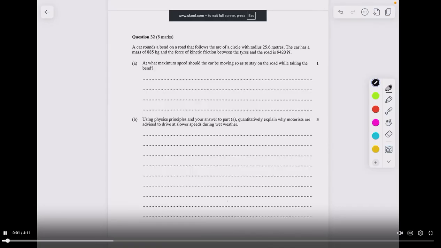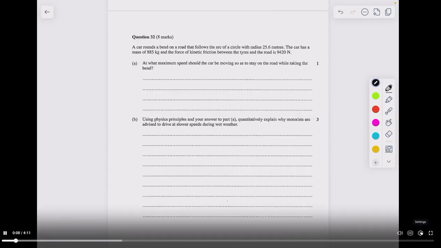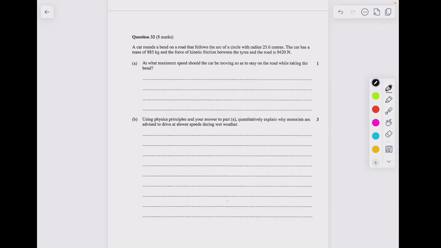Hey everyone, here's another nice exam style question from the CSSA paper, which illustrates a more difficult application of circular motion. Let's have a look at this. A car rounds a bend on a road that follows the arc of a circle with radius 25.6 meters. The car has a mass of that, and the force of friction is this. So immediately we know that's our centripetal force.